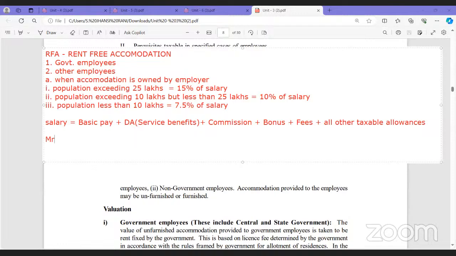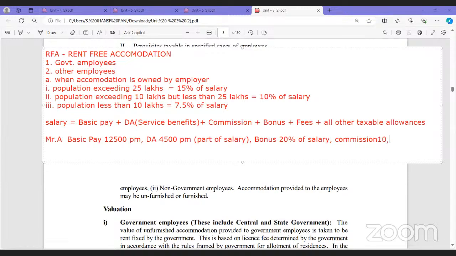Mr. A is having basic pay. His basic pay is, we'll take 12,500 per month, and DA, the amount is 4,500 per month, and that too in the brackets, it's a part of salary. And we'll take bonus, which is 20% of salary. And we take commission. Commission means here only commission, not commission on turnover. Unlike with HRA, this is different, that is different.